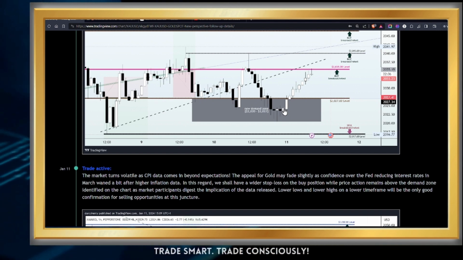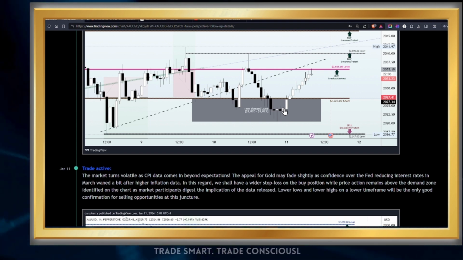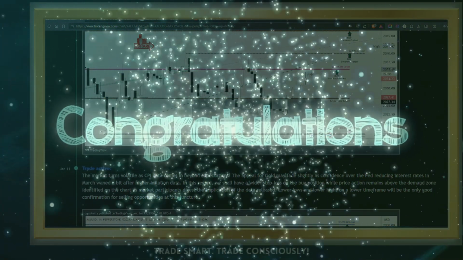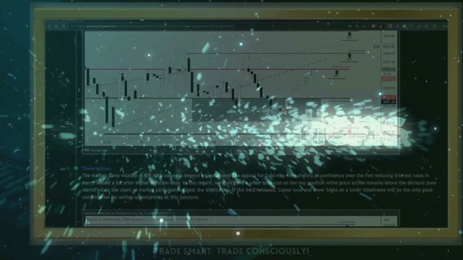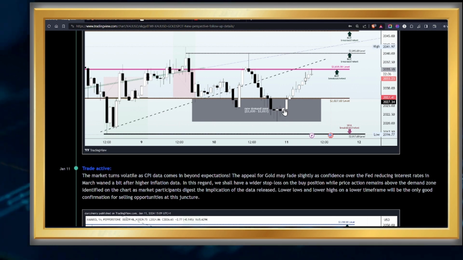These setbacks were fueled by uncertainties gripping the market in anticipation of the CPI data, which eventually came in beyond market expectations. Congratulations to everyone who stayed faithful to the analytical approach, and let's prepare ourselves for the new challenges in the coming week.